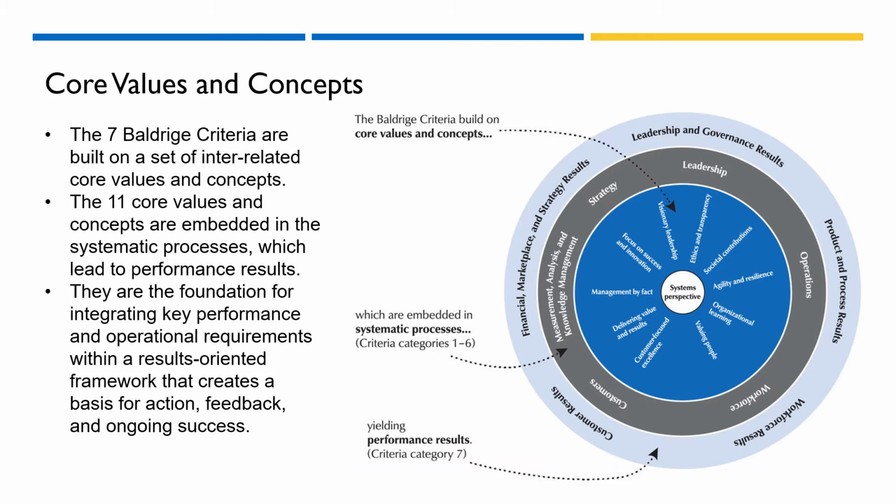The 7 Baldrige criteria are built on a set of interrelated core values and concepts, as illustrated in this diagram. The 11 core values and concepts are embedded in the systematic processes, which lead to performance results. They are the foundation for integrating key performance and operational requirements within a results-oriented framework that creates a basis for action, feedback, and ongoing success.